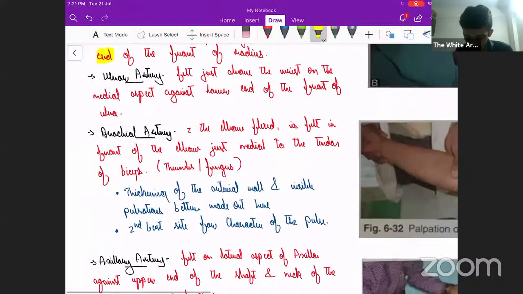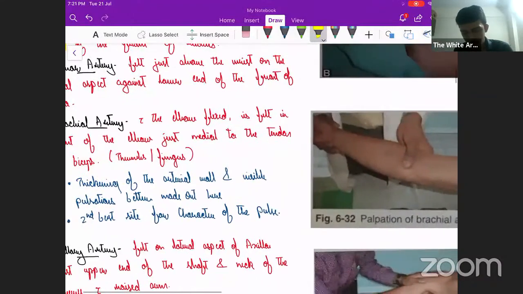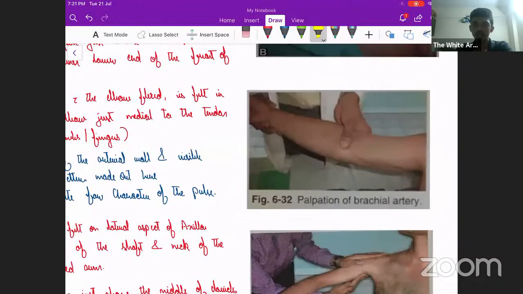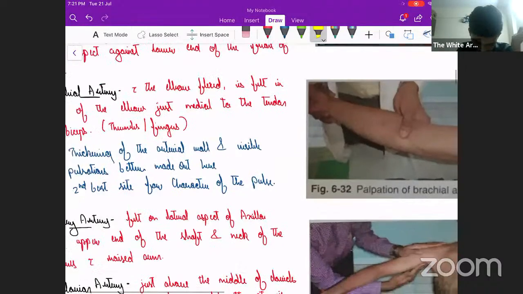Next is the brachial artery. You can measure with either the thumb or three fingers. The elbow should be flexed again to relax the muscles, and feel for it medial to the biceps tendon, with the opposite hand. If you're using the left, measure with the right. Mostly the thumb is better, or if not the thumb, the three fingers.